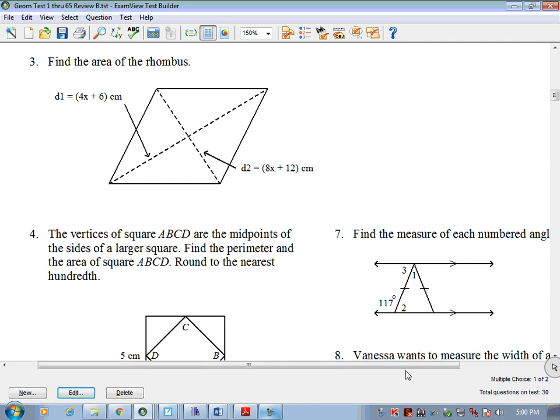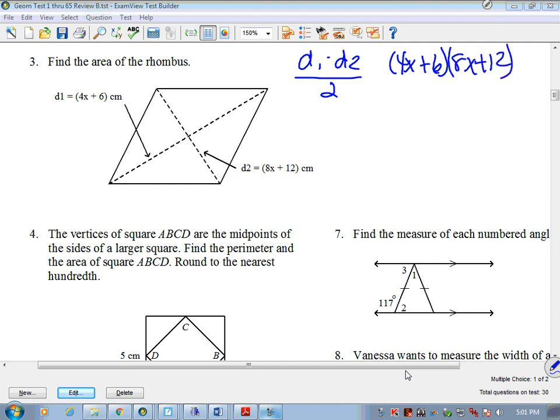Find the area of the rhombus. The area formula of a rhombus, question number 3, can be found in lesson 22, finding areas of quadrilaterals. And what we find in there is that diagonal 1 times diagonal 2 divided by 2 is going to give me my area of a rhombus. Because diagonal 1 is 4x plus 6, and diagonal 2 is 8x plus 12, we want to multiply those and then divide by 2. So all of this divided by 2.